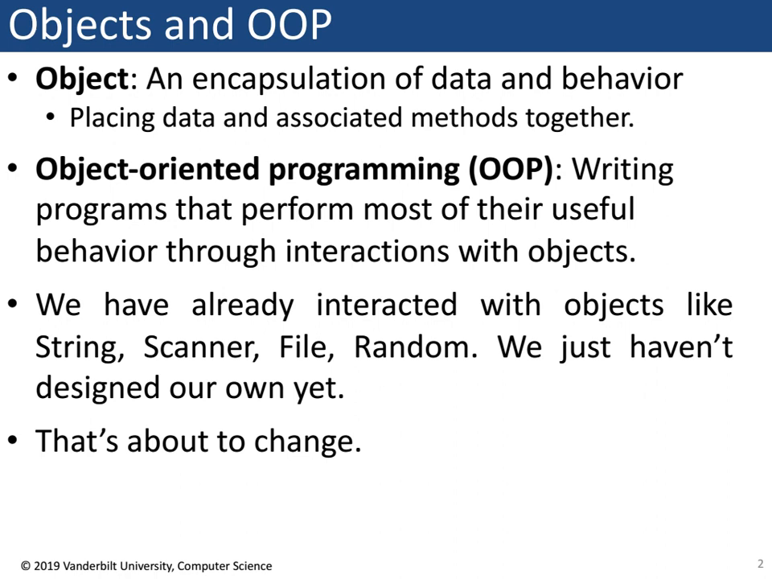We've already done a little bit of this object-oriented programming in that we've used object types such as string, scanner, file, and random. Each of these is a class that when we instantiate it makes an object, and we are able to make use of that object to get random numbers or process strings from the input or from a file or from another string. So we are able to accomplish most of the functionality that we were after by interacting with these objects.